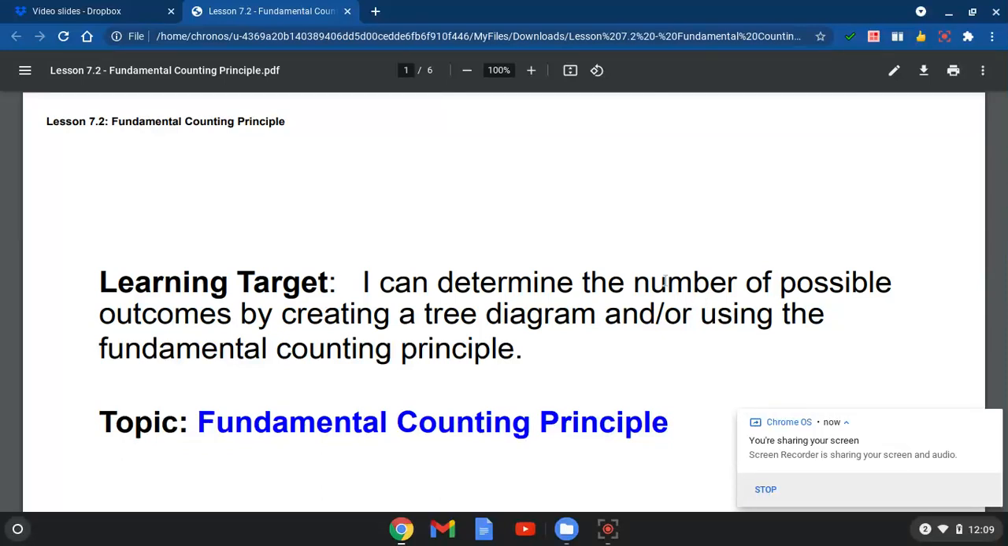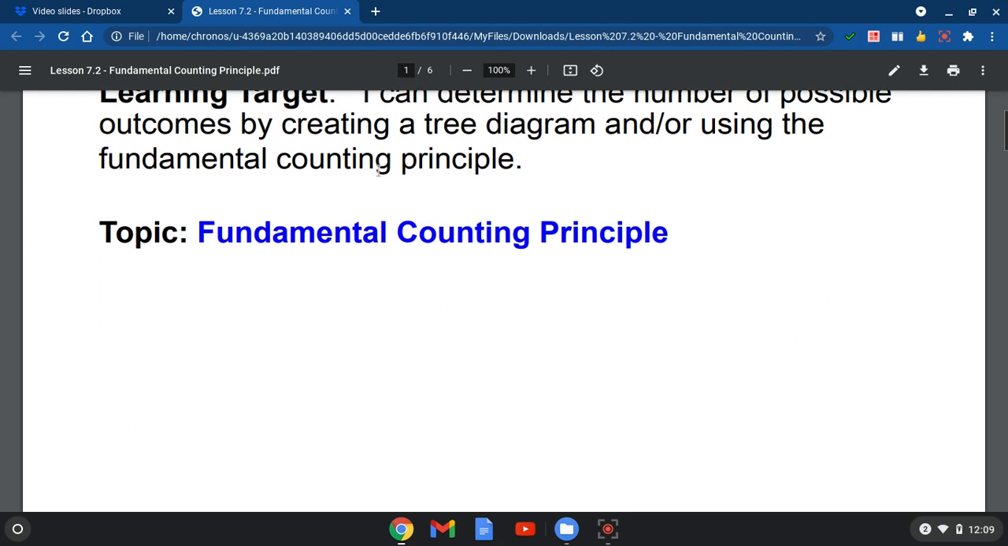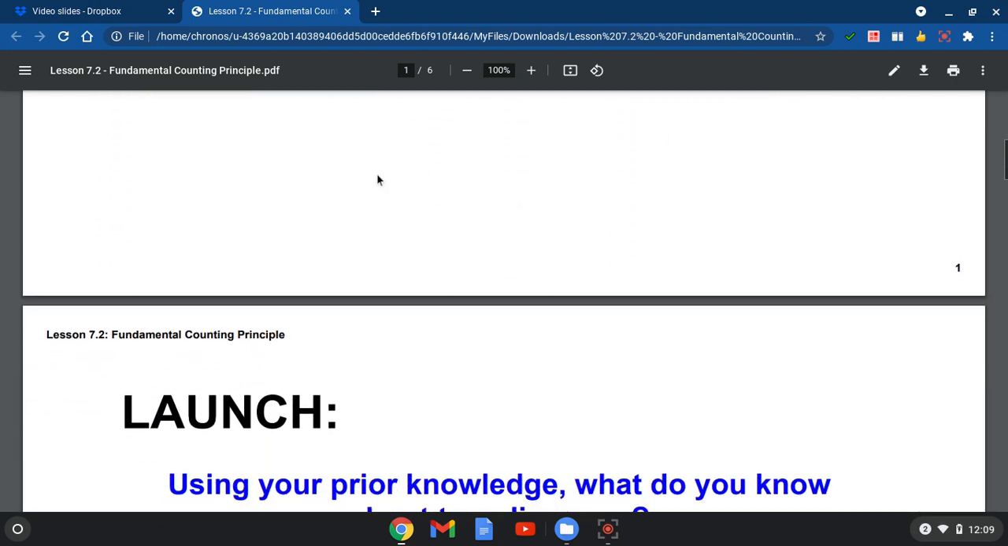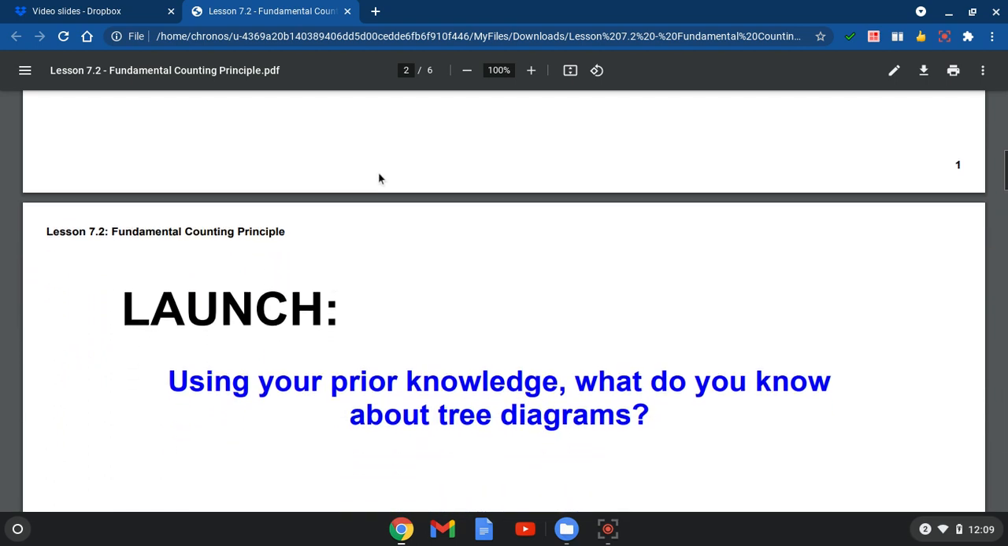Hello, boys and girls. In lesson 7.2, we will determine the number of possible outcomes by creating a tree diagram and/or using the fundamental counting principle. So let's start by using our prior knowledge to determine what we know about tree diagrams.